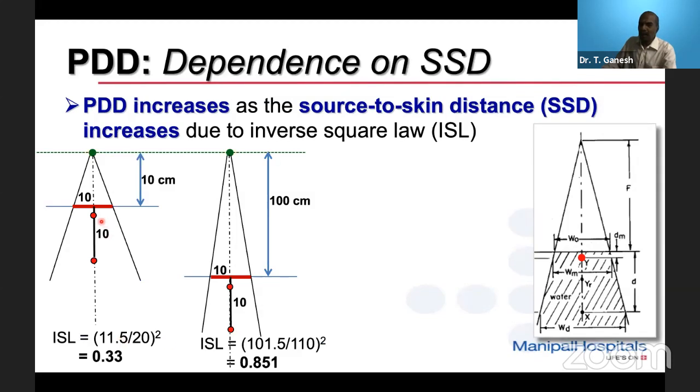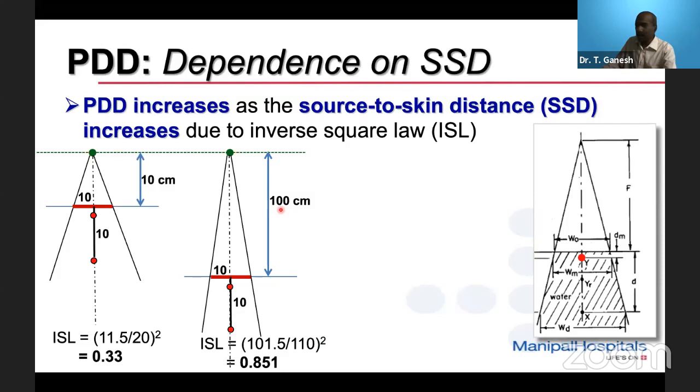D max is 1.5. Let us say that this is for 6 MV. So D max is at 1.5, so 101.5 by 120, because 100 plus 20. This point is at 120 centimeter from the source, whereas this point is at 101.5. So the inverse square law factor is 0.33 for this geometry, whereas for this geometry the inverse square law is 0.851. If you calculate 101.5 divided by 110, the whole square, it is 0.851. So the inverse square law factor is higher for larger SSD.